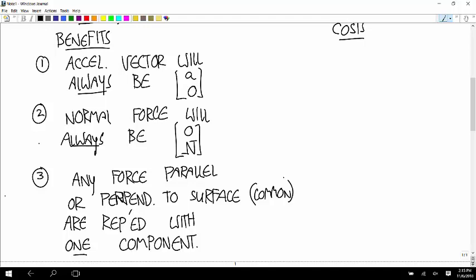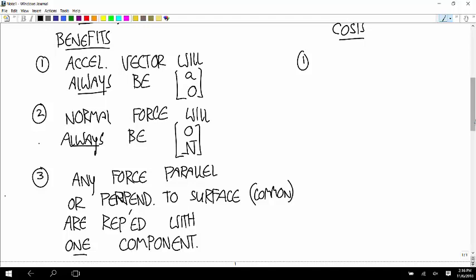There is one cost too, but the benefits heavily outweigh the cost. But here's the thing that gets worse in this rotated coordinate system. Up until now, the weight force has always been really easy to deal with. It's always just been in the negative y direction. So (0, -mg), that's always been the weight force.